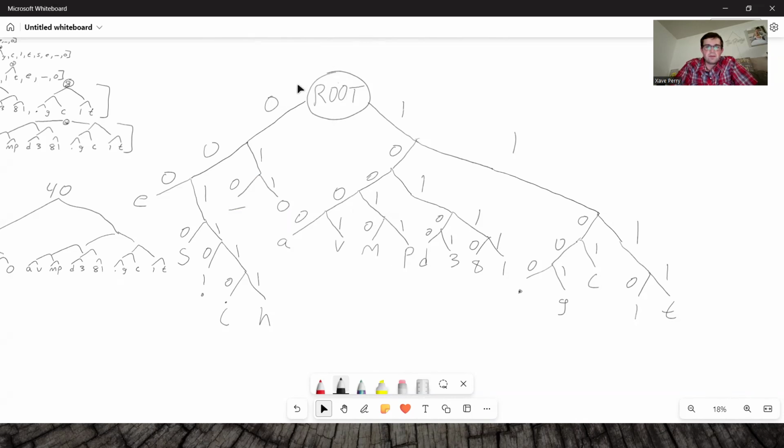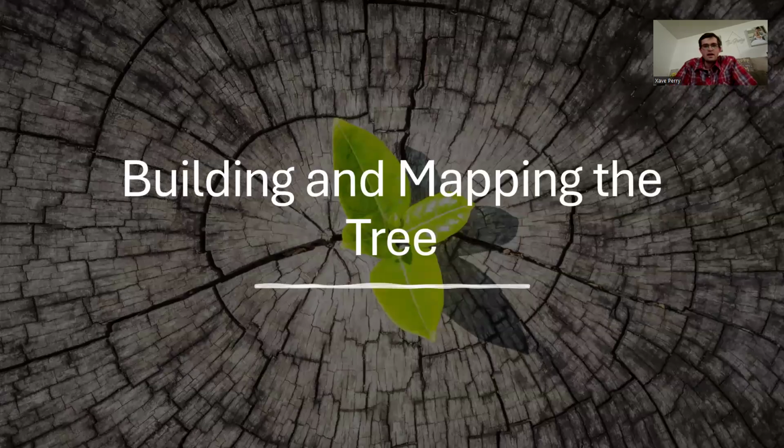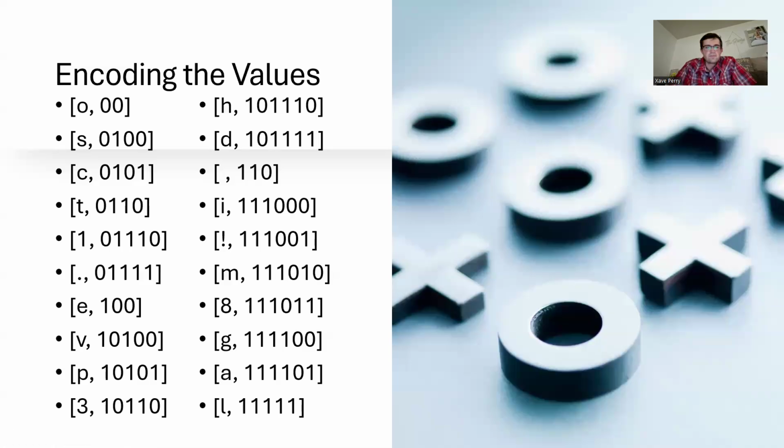And so to get to O, it would be 0, 1, 1. To get to, I use an underscore, but this is the space, 0, 1, 0. And H's that aren't used as often, it would be 0, 0, 1, 1, 1, 1. So that's how you build the tree as well as how you map it. And so that's how that part works.